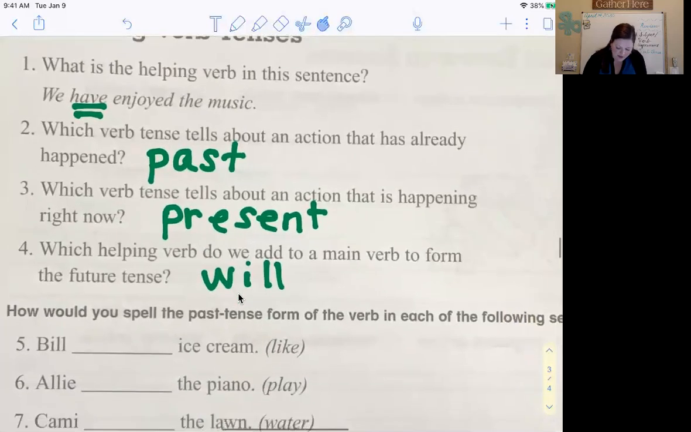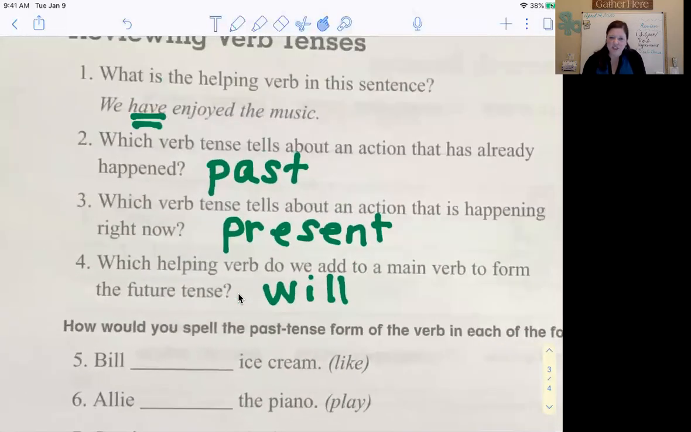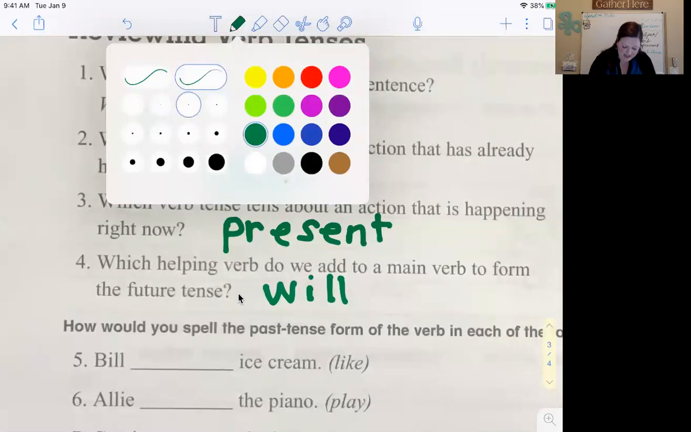Number 5, how would you spell the past tense form of the verb in each of the following sentences? Let's look at number 5. Bill blank ice cream. We're wanting the past. Can we just add an ED onto the end? No, of course not. Because what does this word end with? An E. We must do what to the E? Drop the E before we add an ED.